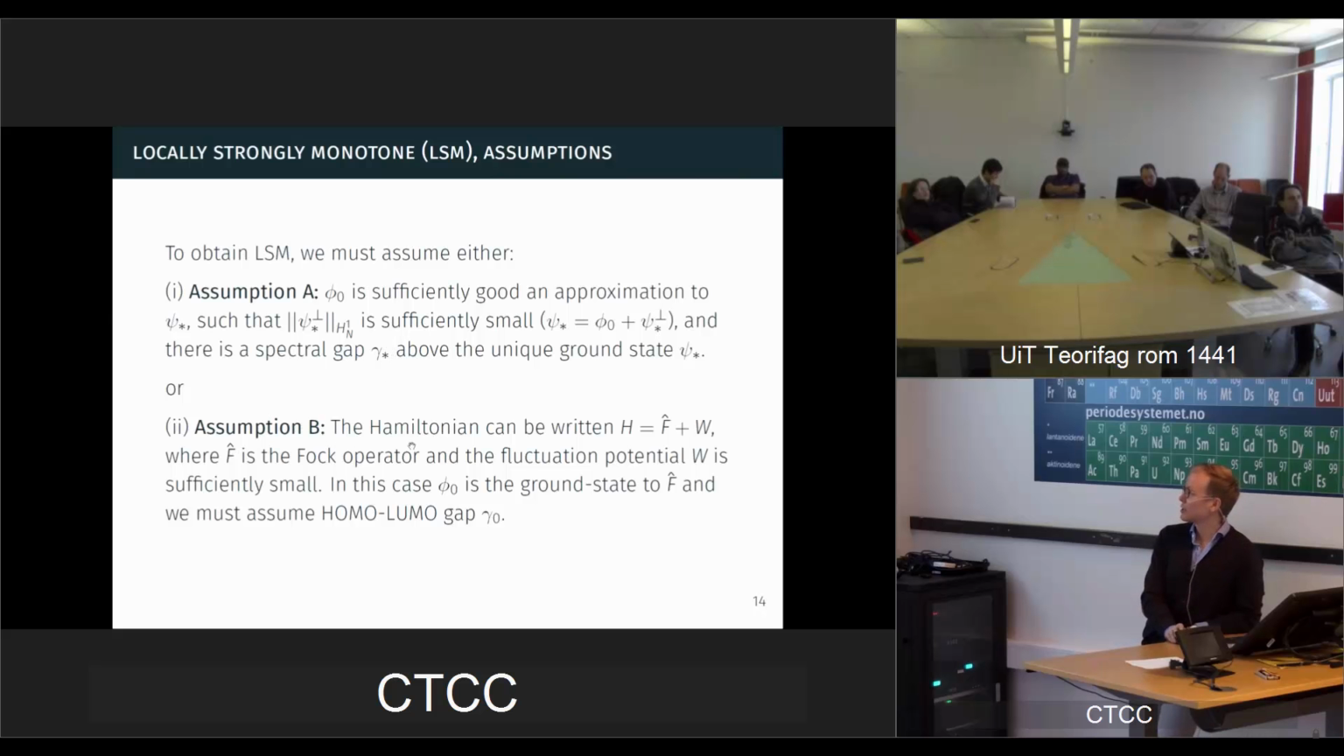Either we can look at this assumption, so we split the Hamiltonian, and here now F is not the extended coupled cluster function, it's the Fock operator, so I put the operator hat here to distinguish them. Anyway, if we do this splitting, then we have to assume that this fluctuation potential W here is sufficiently small. And in this case, this phi naught, the reference determinant, is nothing but the first eigenvector of this Fock operator. And here we also need to assume a HOMO-LUMO gap for this Fock operator that in a way is big enough compared to the smallness of the fluctuation potential.